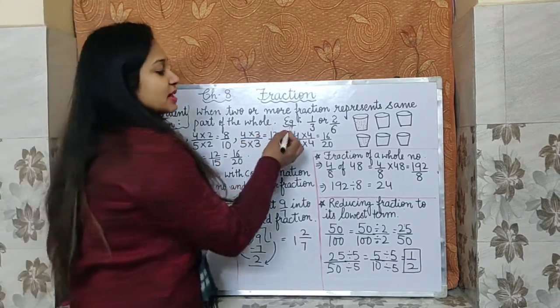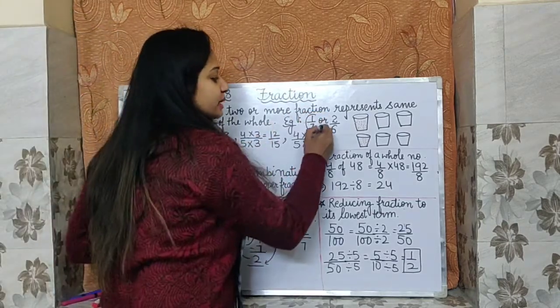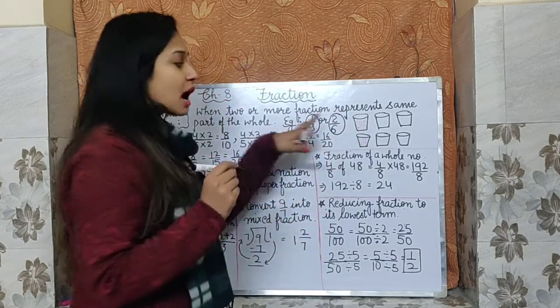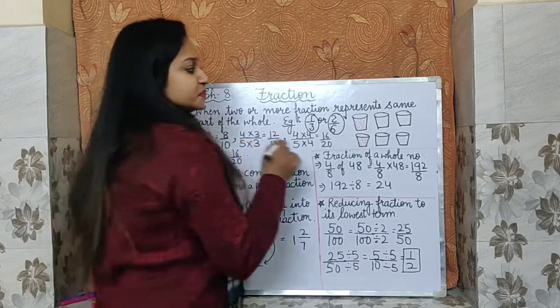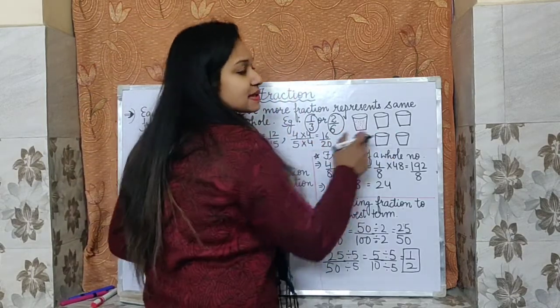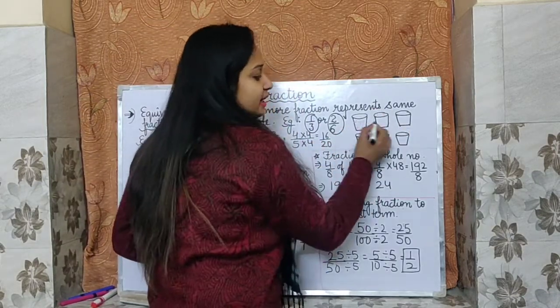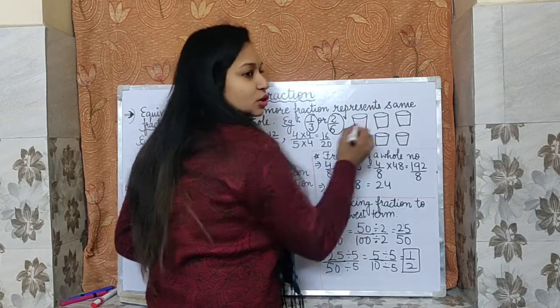We'll read some examples. For example, if we write 1/3 or 2/6. But how does this show equivalent fraction? Because this is 1/3 and this is 2/6. So see, we have 6 glasses here. I can say 1 glass is filled out of 3.